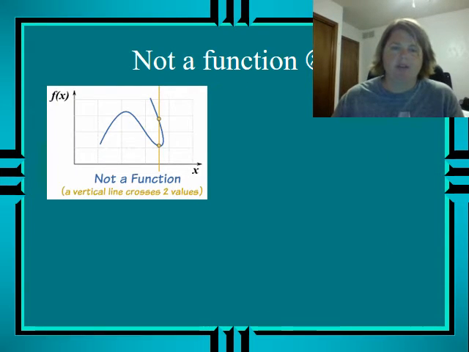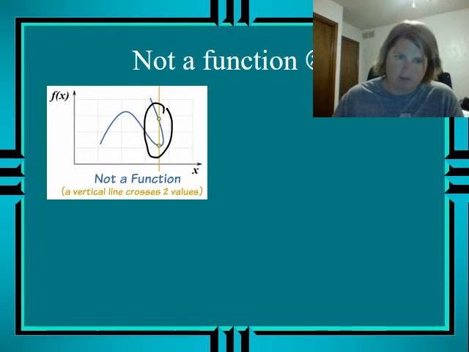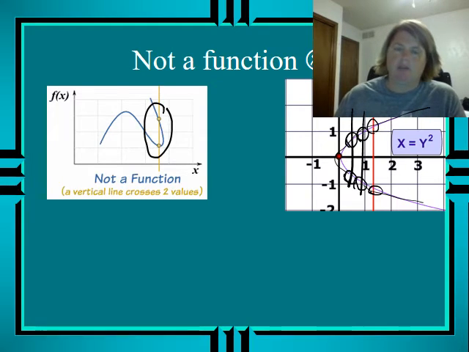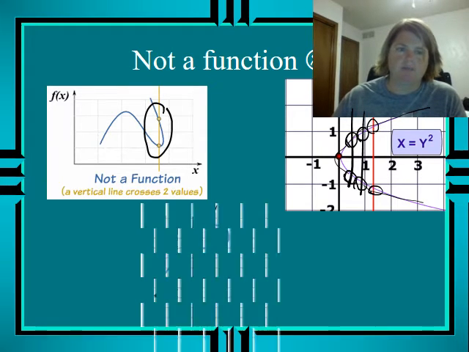Okay, so not a function. We looked at this one before. Why is this not a function? Because a vertical line passes through it in more than one point. This graph is not a function either, because if I draw these vertical lines, it fails here, it fails here, it fails here. Each of these vertical lines passes through the graph in more than one point, so not a function.